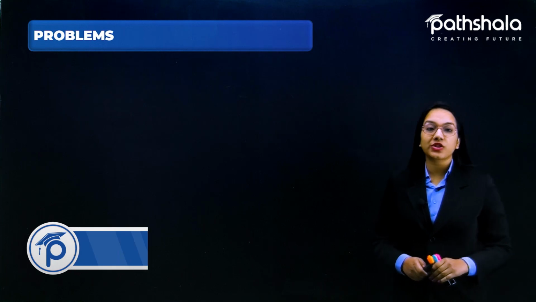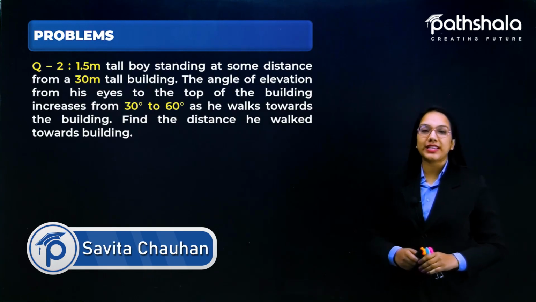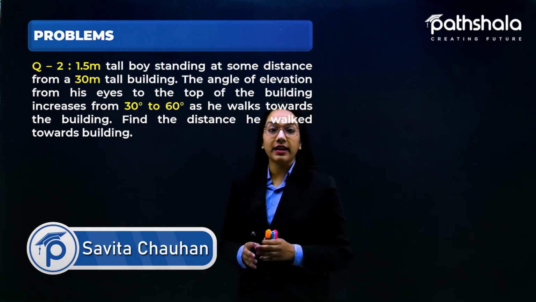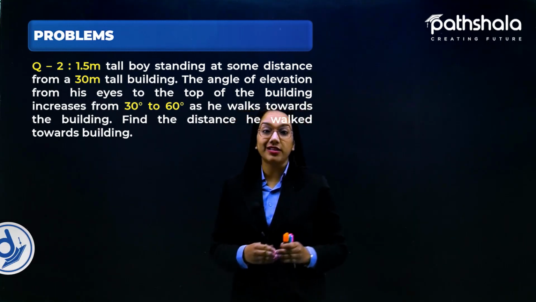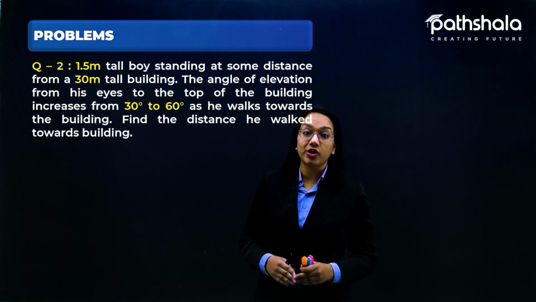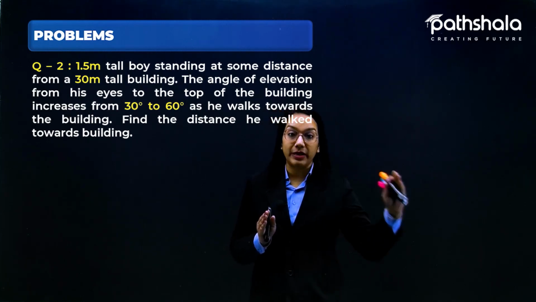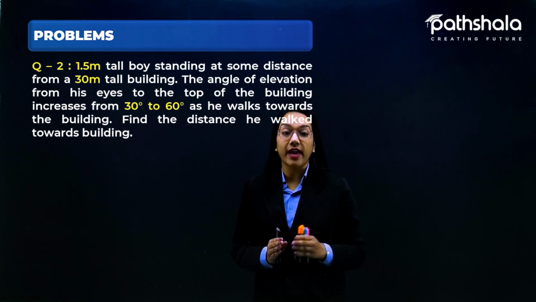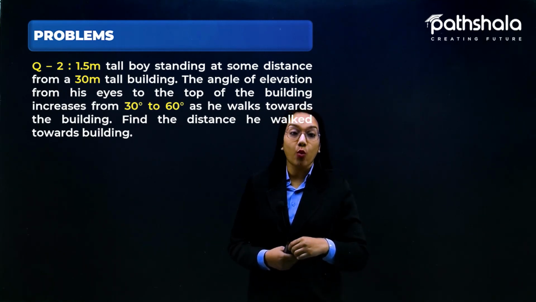Now let's just see the next question. Question number 2 says that a 1.5 meter tall boy is standing at some distance from a 30 meter tall building. The angle of elevation from his eye to the top of the building increases from 30 to 60 degrees as he walks towards the building. Find the distance he walked towards the building.